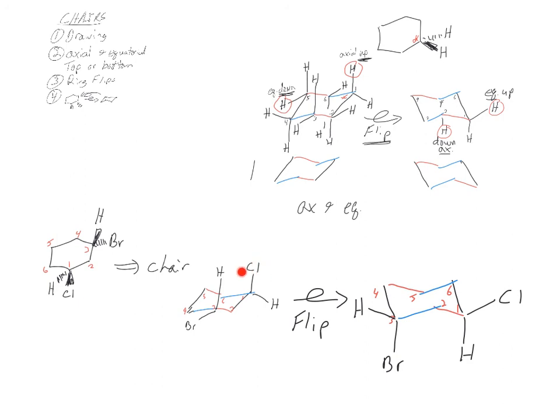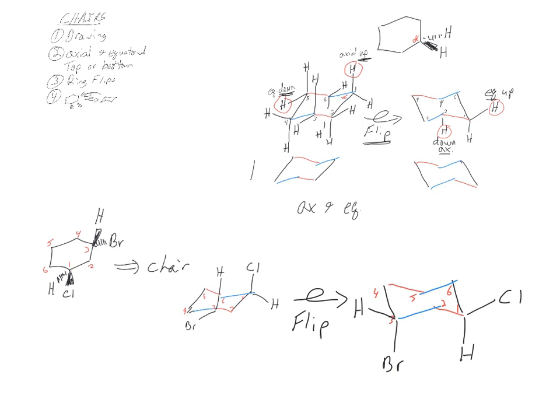I recognize this is axial, and recognize this is up. So that means I know it has to be up, but it's going to also have to be equatorial. If it's axial here, after the flip, it's going to be equatorial. If it's equatorial here, after the flip, it's going to be axial. But the side, top or bottom, always stays the same. Always stays the same.